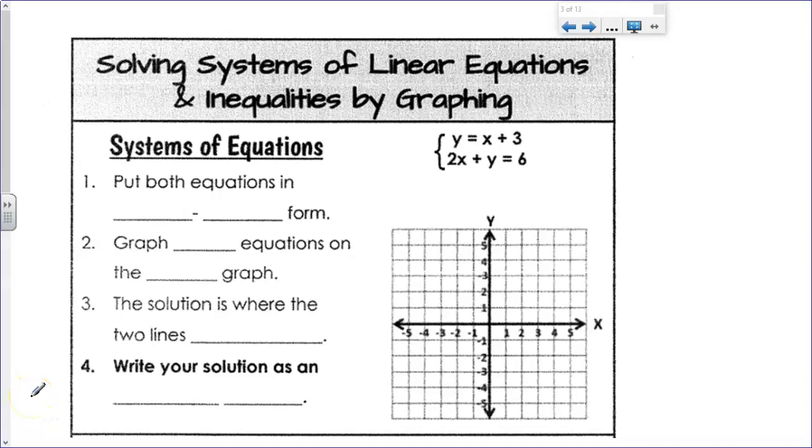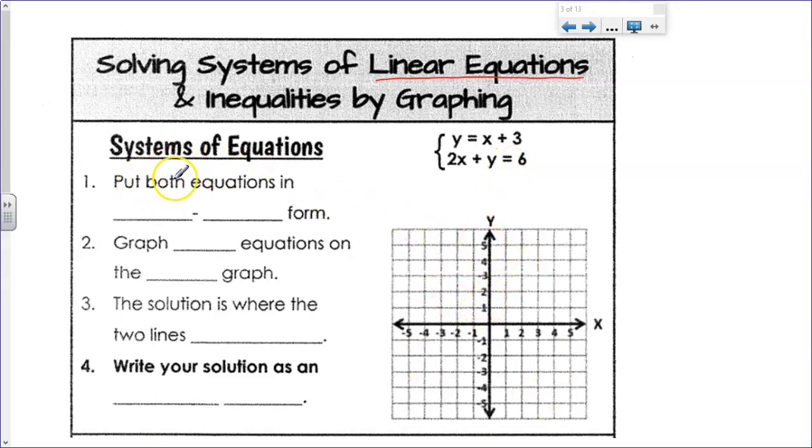Alright guys, today we're going to talk about solving systems of linear equations and inequalities by graphing. So today we're just going to look at linear equations. In order for systems of equations, we have two equations. Up until now we've just been graphing one. So the only difference is we're going to put two equations on one graph.